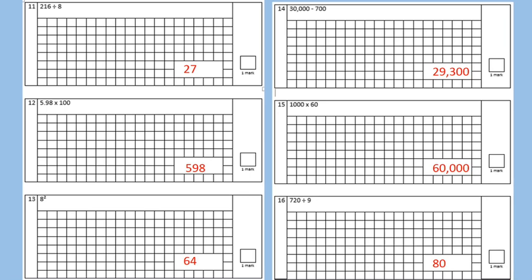Number 13, I have got 8 squared. Now remember, 8 squared is not 8 times 2. It means you're timesing the same number together twice. So it's 8 times 8, 8 8s are 64.